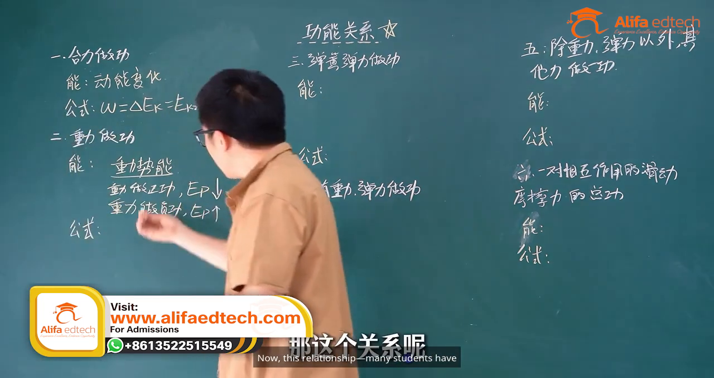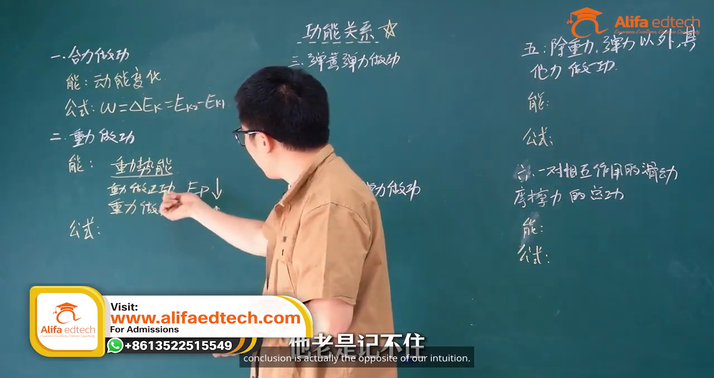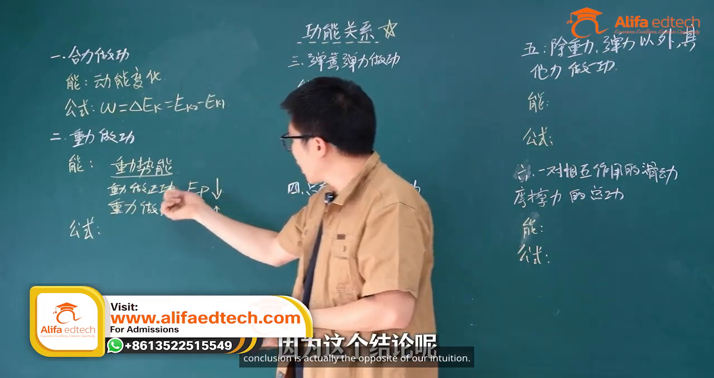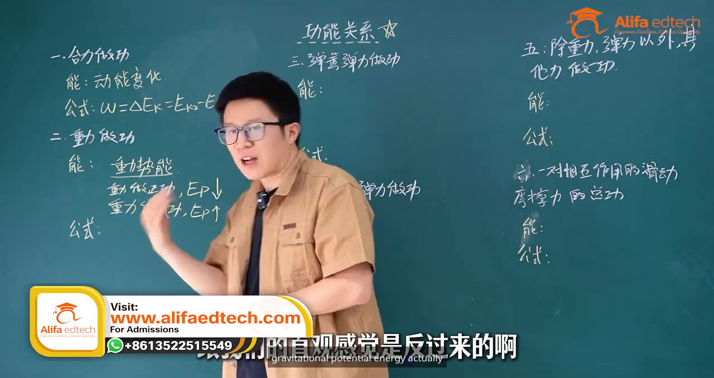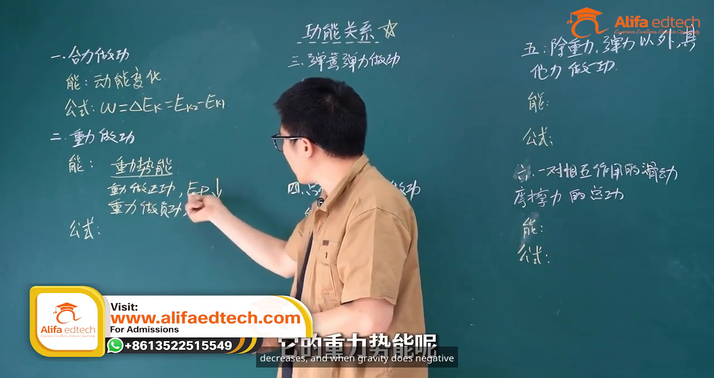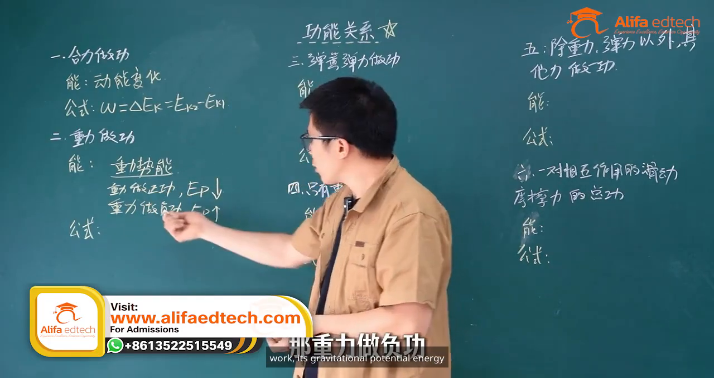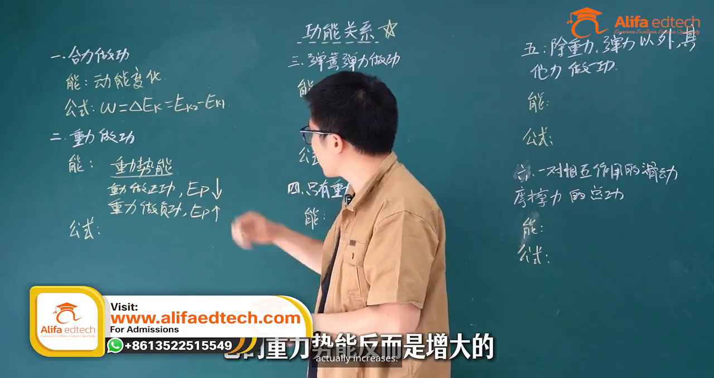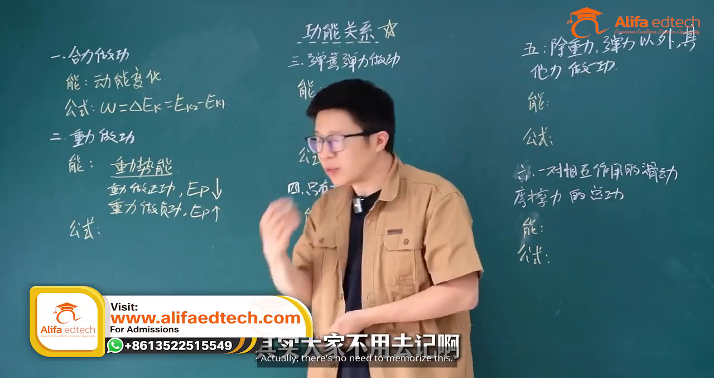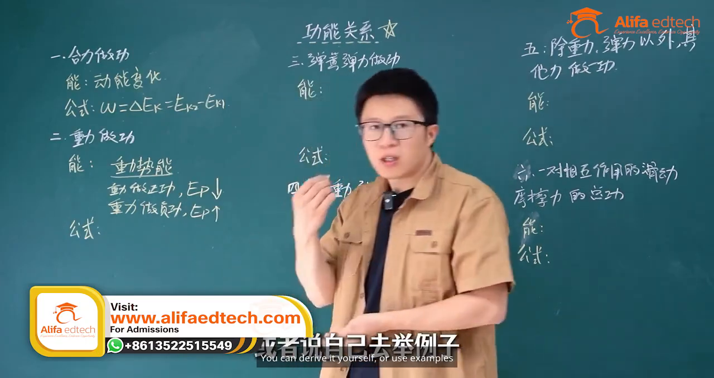Now, many students have trouble remembering this relationship because this conclusion is actually the opposite of our intuition. When gravity does positive work, its gravitational potential energy actually decreases. And when gravity does negative work, its gravitational potential energy actually increases. Actually, there's no need to memorize this. You can derive it yourself or use examples to understand it.